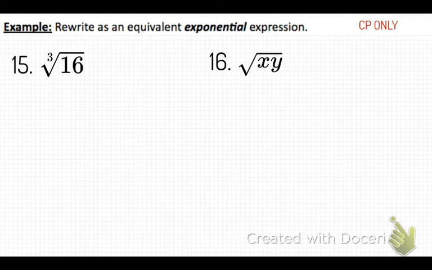Okay, these ones are in radical form, and now they're going to exponential form. So, what is my base? What is the thing that's inside? 16. Okay, so we're going to start by writing that. What's my root? What goes on the bottom? 3. And what's the power? 1. Okay, good. So that would be an answer.